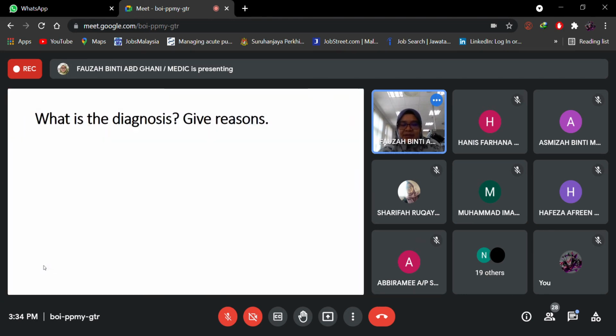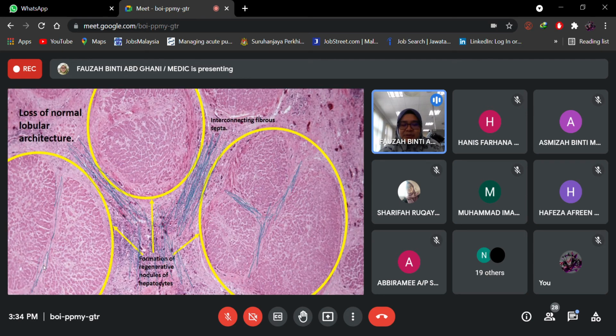Alright. So having this microscopic feature, what is the term for this? What is the microscopic interpretation of this condition?